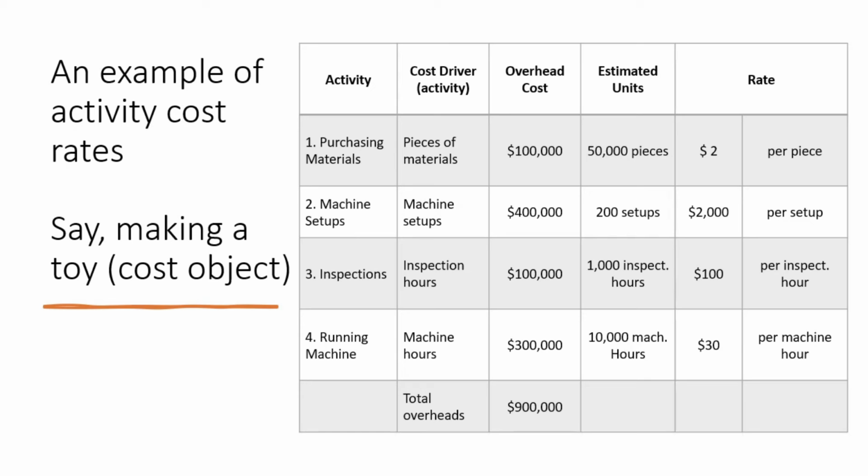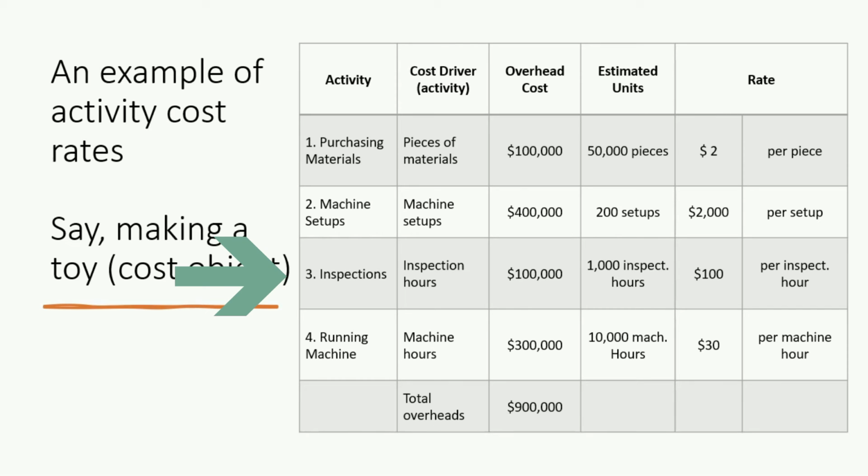So here are some examples of different activities conducted. Purchasing materials. What drives that cost are the pieces of material. Let's say overhead costs for that resource pool, cost pool is 100,000, and estimated number of units made is 50,000. Then the rate is $2 per piece. The second activity related to this production output is machine setup, and the resource pool, cost pool, is 400,000 for that setup, for 200 setups, and per setup is $2,000.